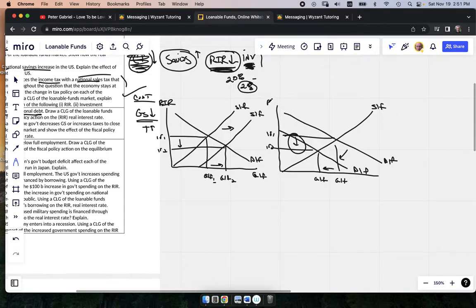Don't worry so much about this whole understanding of QLF decreasing or increasing. You're never going to be asked about it. But you are always asked about the real interest rate. And then we just make sure we label everything correctly so we get all our points.